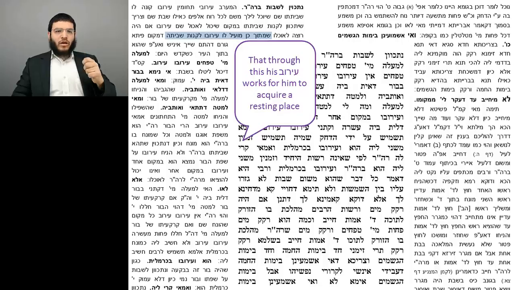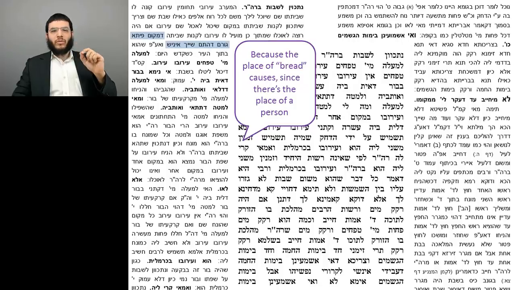Through this, that he could eat his erev there, his erev works for him to acquire a resting place where he intended. Why does the erev work? Why does food work? The makim pita gerim, because the place of bread causes. When we say causes, it means that's what matters to us in this regard.